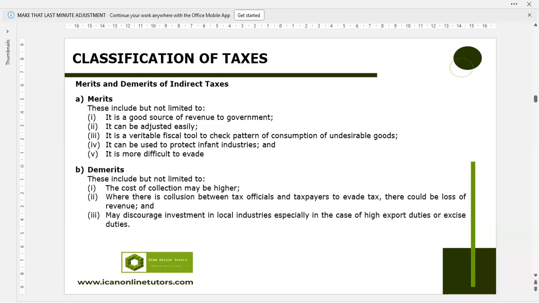Just look at what happened in 2020 when the Finance Act of 2019 amended the VAT rate from 5% to 7.5%. It is also a veritable fiscal tool to check the pattern of consumption of undesirable goods. It can be used to protect infant industries, and it is more difficult to evade. You can never evade it. How do you do that? It's impossible, except you want to be fasting every day, till thy kingdom come, and staying indoors. If you are staying indoors, safe.